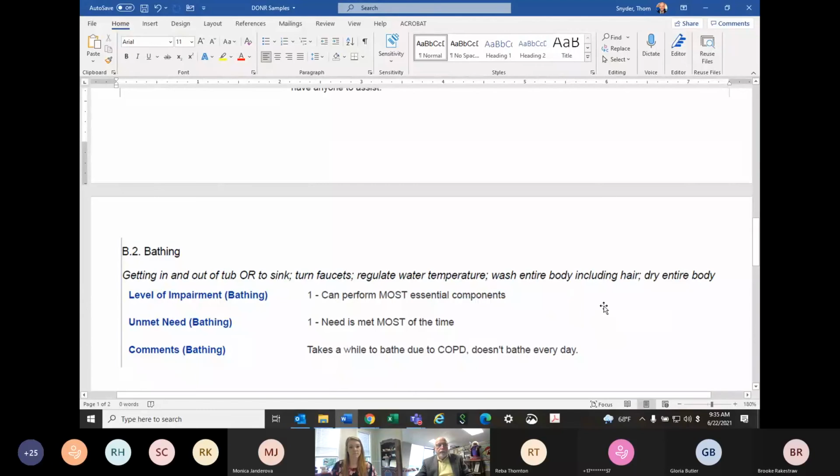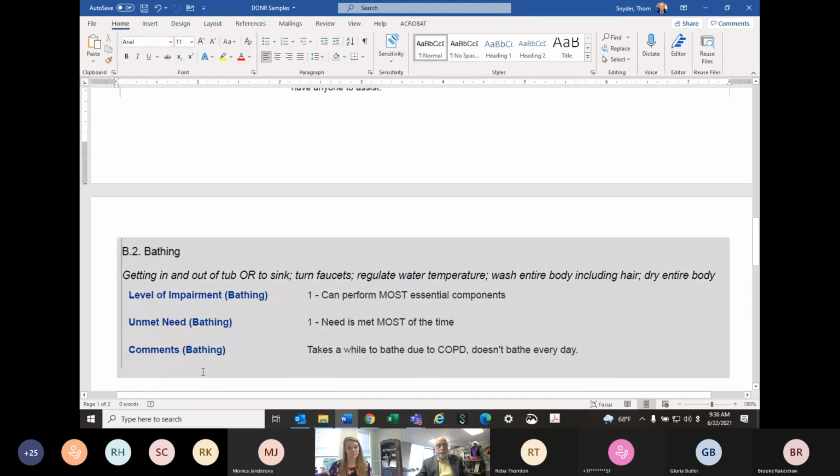All right. Level of impairment is a 1. It says the person can perform most essential components. Unmet need, the need is met most of the time, so it is scored a 1. Comment says it takes a while to bathe due to COPD. Doesn't bathe every day.